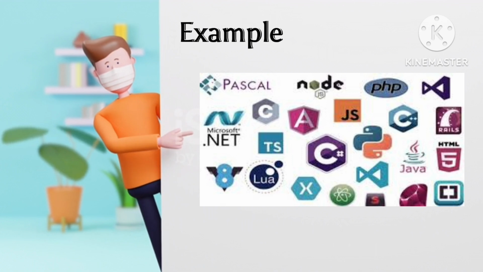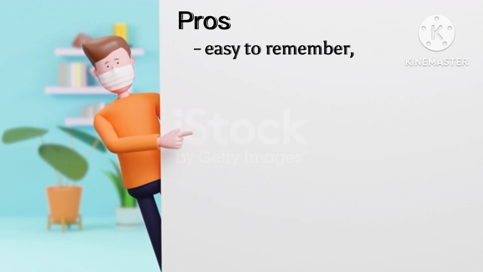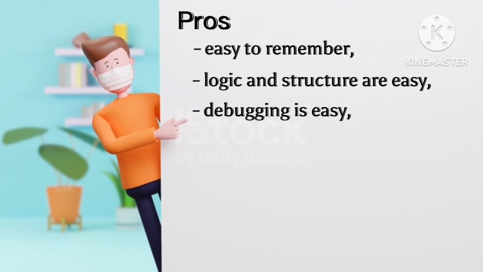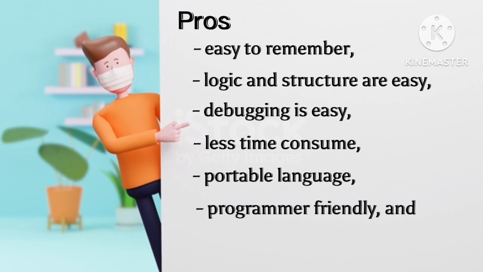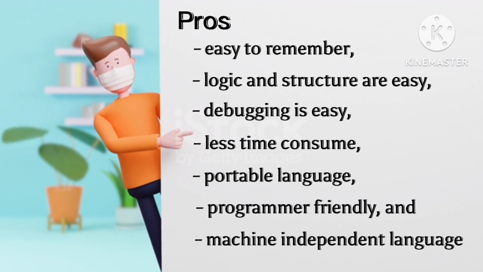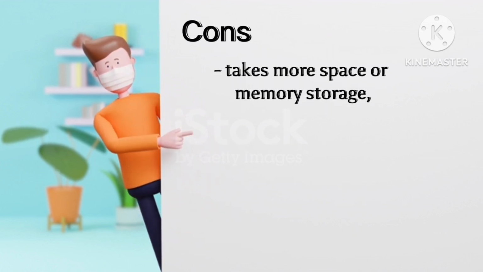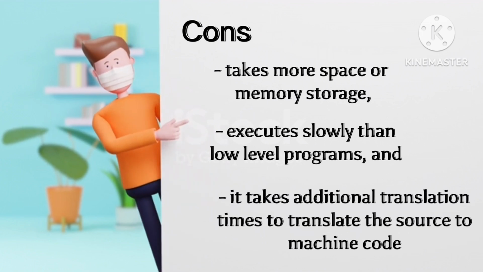Pros of high-level language: easy to remember, logic and structure are easy, debugging is easy, less time consumed, portable language, programmer friendly, and machine independent language. Cons of high-level language: it takes more space or memory storage, executes slower than low-level programs, and it takes additional translation time to translate the source to machine code.